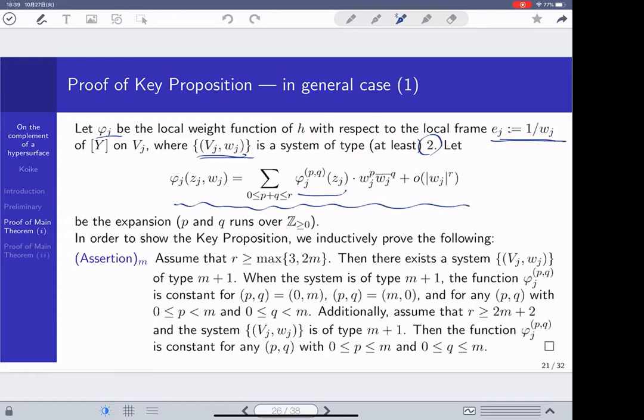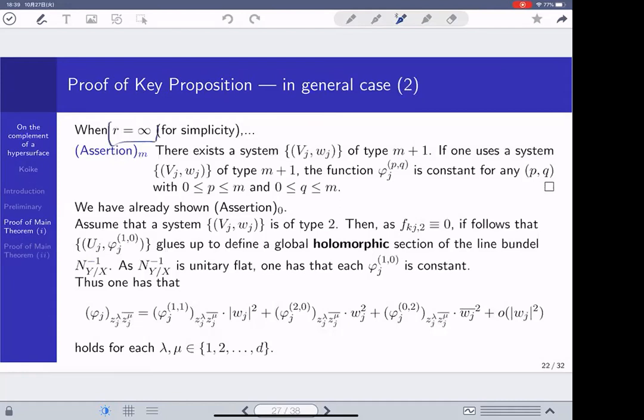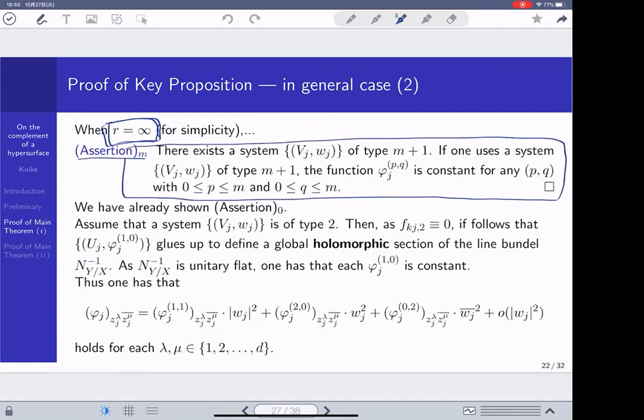In order to show the key proposition, we inductively prove the following assertion m for each m. But it is a bit long, so I summarize it only when r is infinity for simplicity. Assertion m is that there exists a system V_j, W_j of type m plus 1. If one uses a system of type m plus 1, the coefficient function phi_jpq is constant for any p, q if p is less than or equal to m and q is less than or equal to m.